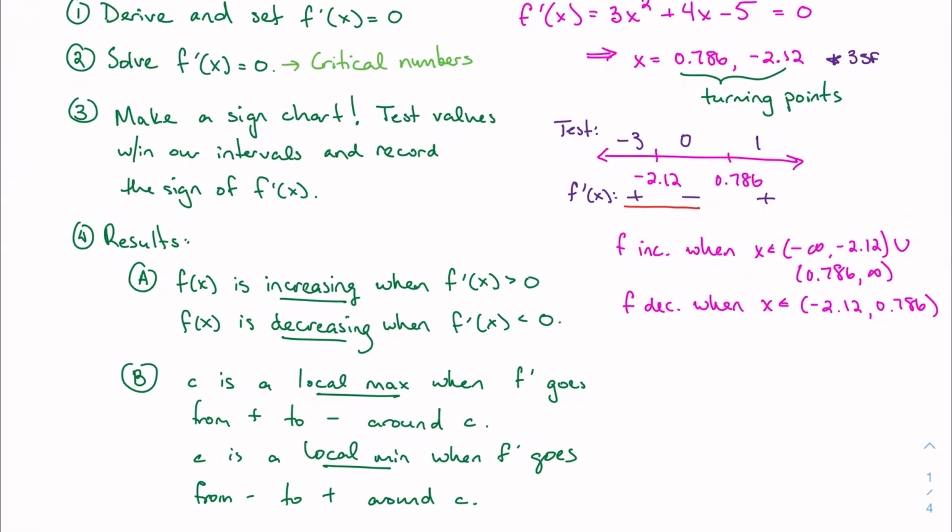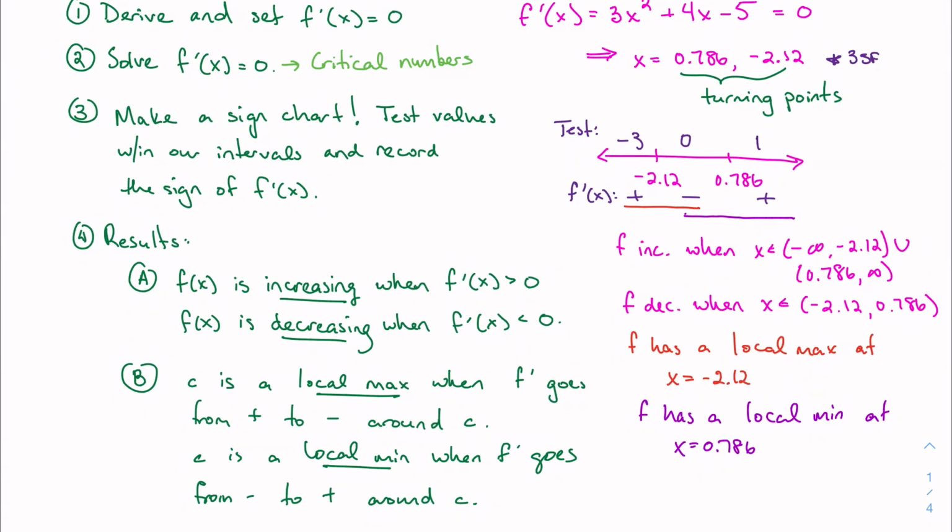So I'll say f has a local max at x equals negative 2.12. All right, and what's happening at 0.786? Well, I'm going from negative, and it's negative until I get to 0.786, and then it turns positive. So negative to positive tells me it's a minimum. So a local min at 0.786.